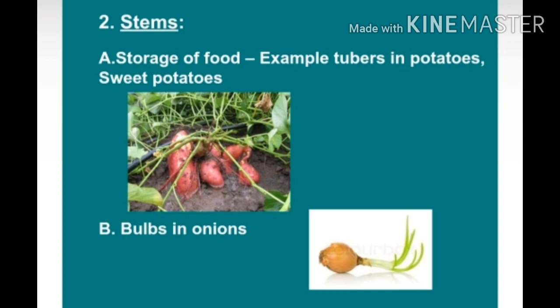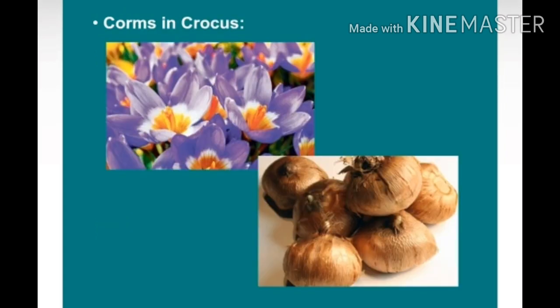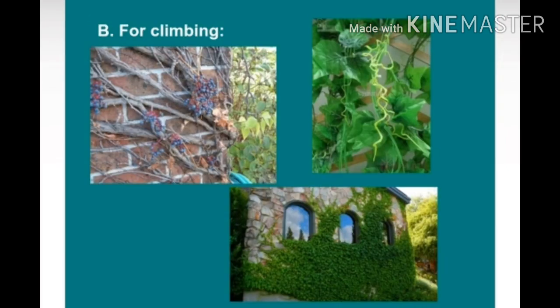Stems of ginger and onion are also modified to store food prepared by leaves. Potato, ginger, onion, all these are underground stems. Potatoes are called tubers. Gingers are known as rhizomes. And onions are called bulbs. Corms in crocus plant are also modified stems.